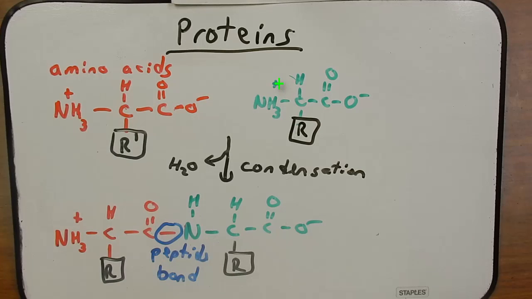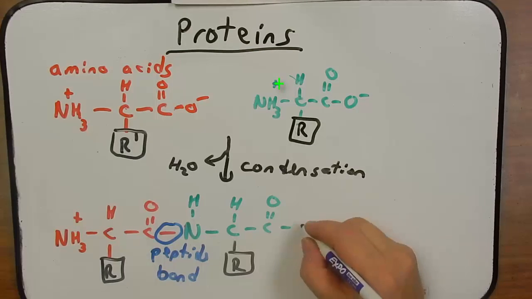Regardless of how big the protein is, you can always determine how many peptide bonds there are by counting the number of amino acids and subtracting 1. So we have 2 amino acids here. 2 subtract 1 tells us we have 1 peptide bond. If we had 100 amino acids, we would have 99 peptide bonds. As amino acids are added, they're always going to be added to this side here. So the next amino acid might come along here.